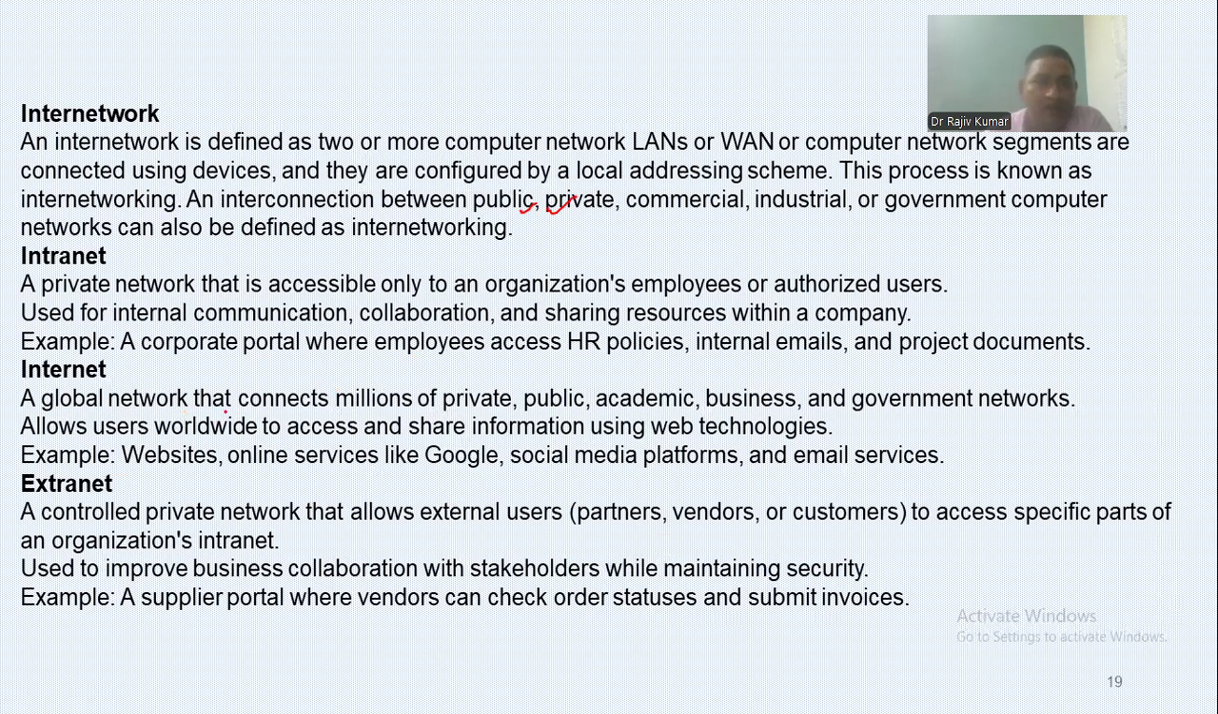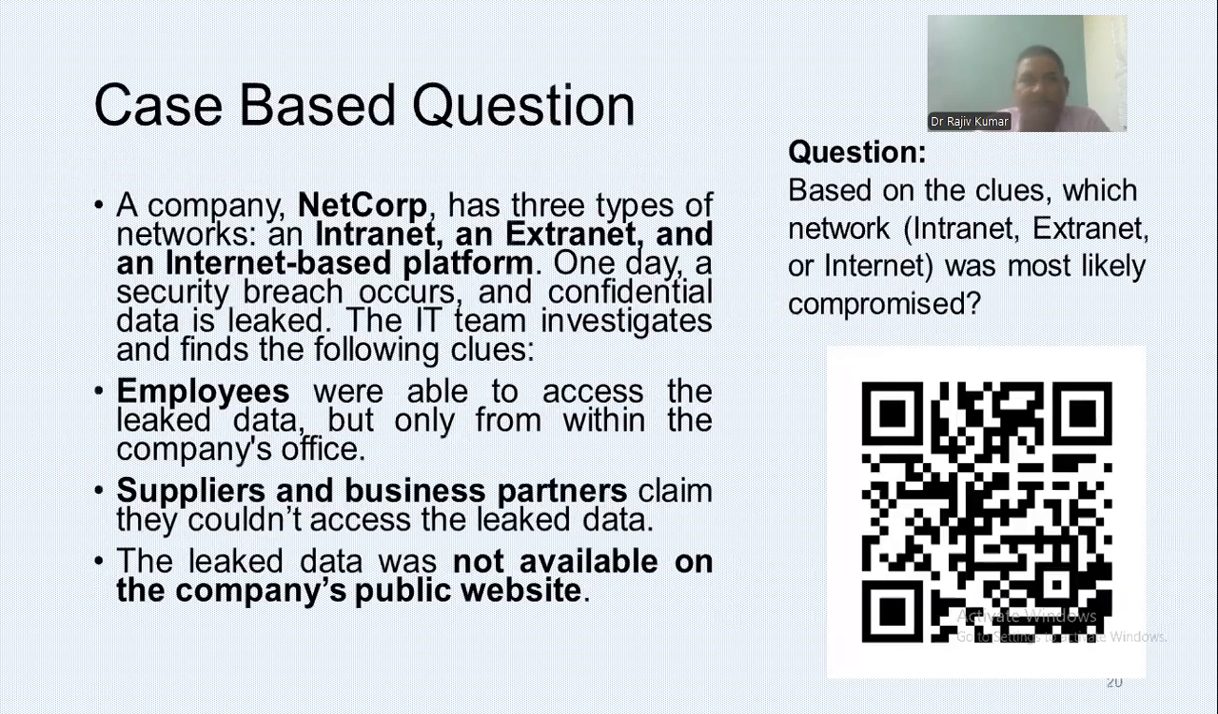Internet: a global network that connects millions of private, public, academic, business, and government networks, allowing users worldwide to access and share information using web technologies. Example: websites, online services. Extranet: a controlled private network that allows external users, partners, vendors, or customers to access a specific part of an organization's intranet, used to improve business collaboration with stakeholders while maintaining security. Example: a supplier portal where vendors can check order status and submit invoices.